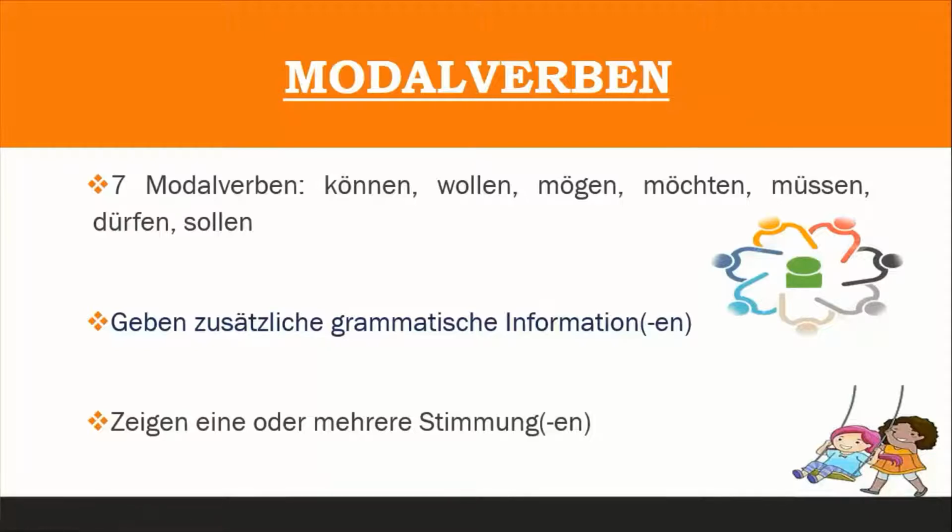Now there are 7 modal verbs in German: können, can; wollen, will; mögen, like; möchten, want; müssen, must; dürfen, may; and sollen, shall.